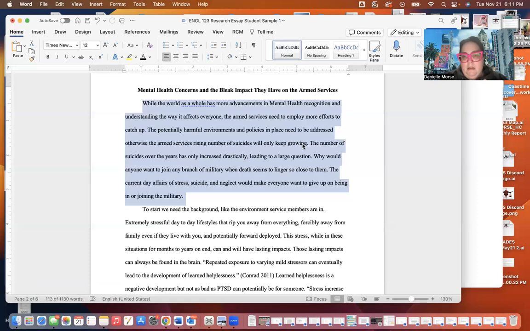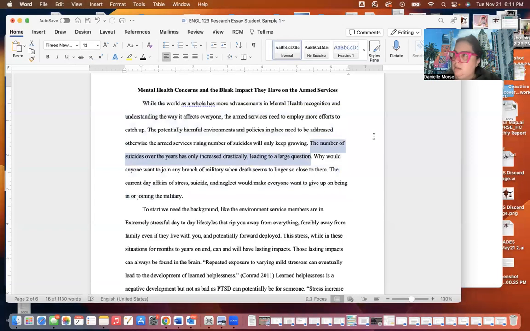The other thing that's missing here, because the next sentence says the number of suicides over the years has only increased drastically, so they're using an adverb, leading to a large question. Period. It should be a colon. But what is not here, but it might be later in the paper, but it needs to be in the introduction, is what does suicide in the armed services, however the student is defining that, look like? I need numbers. And that goes back to the note that I gave the student.